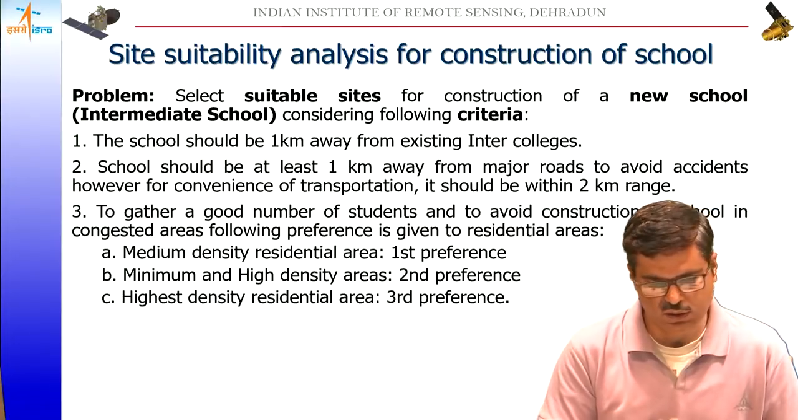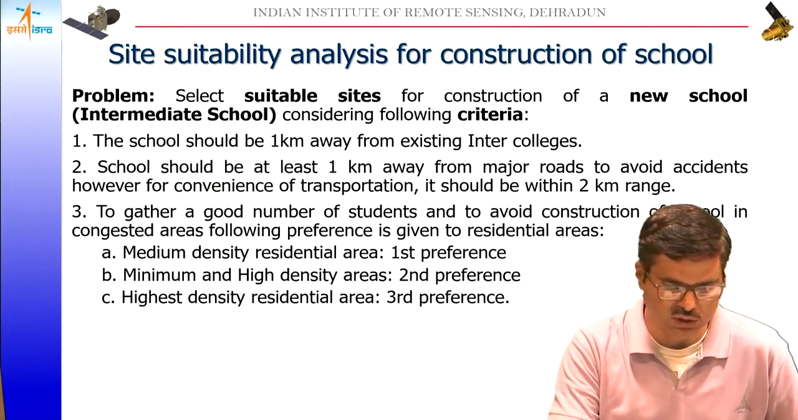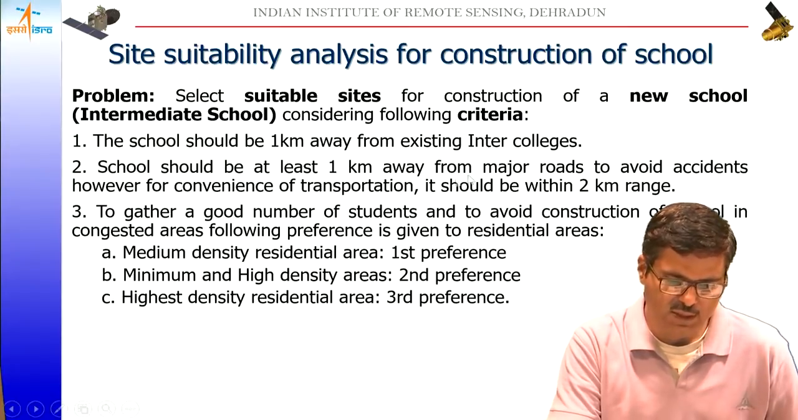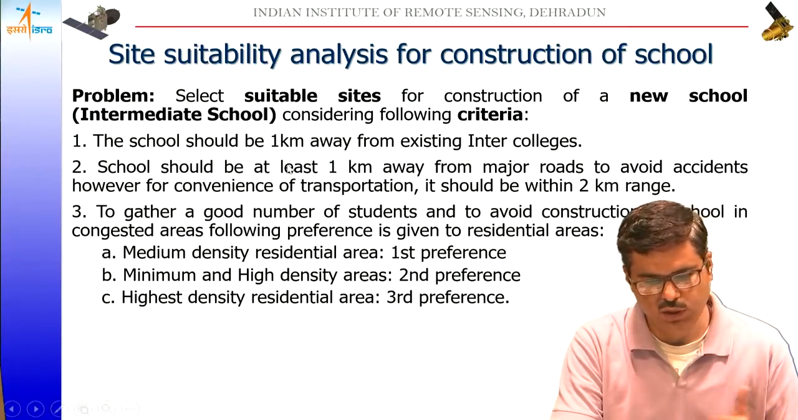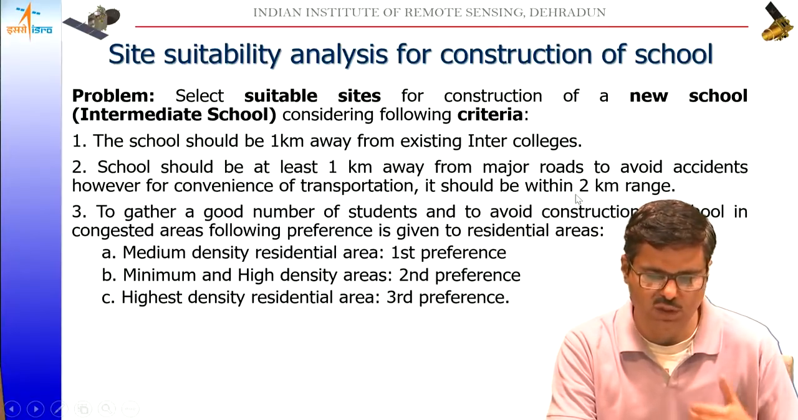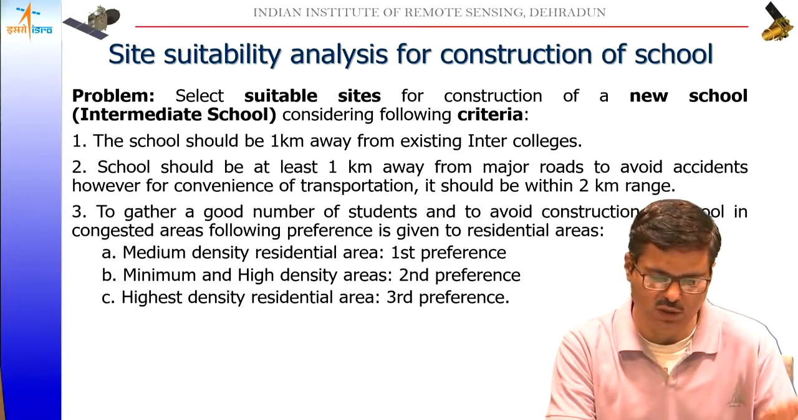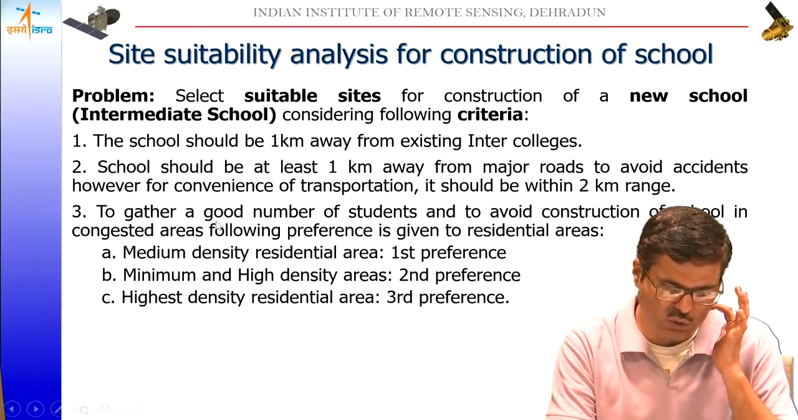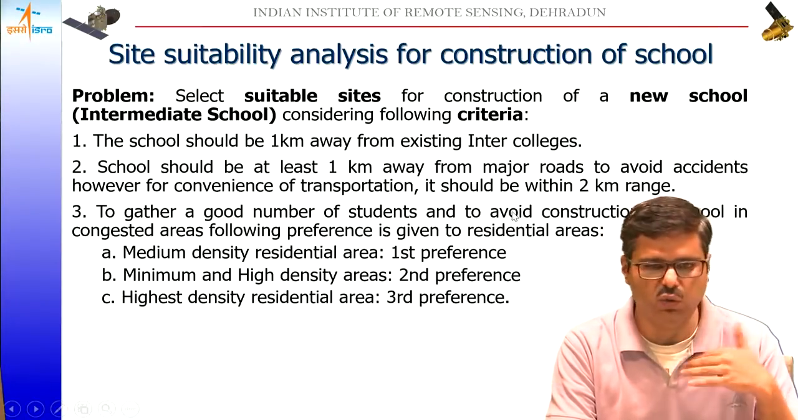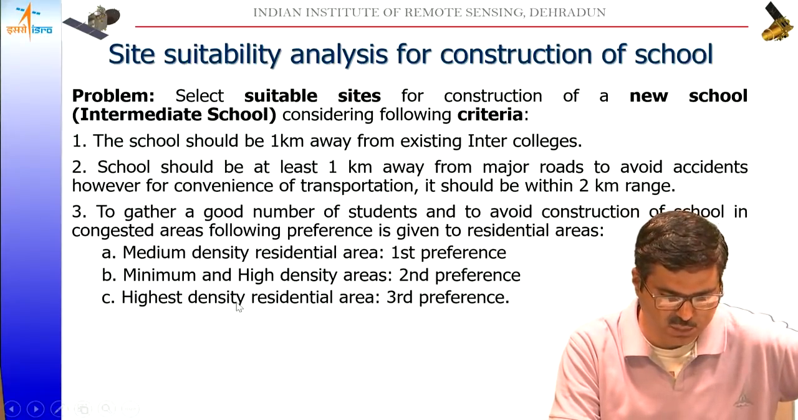So the criteria are: the school should be 1 kilometer away from the existing inter colleges. Second, the school should be at least 1 kilometer from the major roads, but to avoid accidents it should be within 2 kilometers. So the region that we are looking at is within 1 and 2 kilometers. And also, to gather a good number of students and to avoid construction in the same regions, congested areas, we are given some preference.